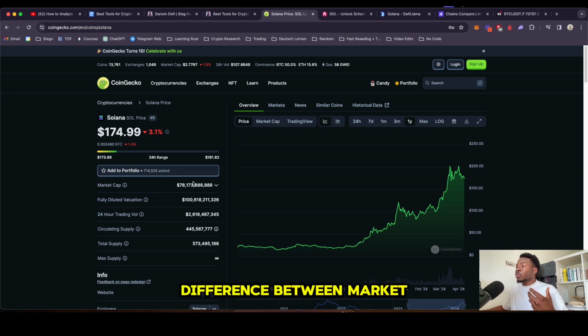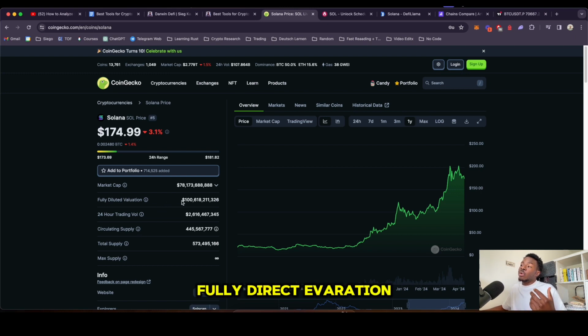So the difference between market cap and fully diluted valuation is very important because sometimes a lot of new people who get into crypto don't know this difference and they get wrecked along the way because they don't understand that market cap is actually very different from fully diluted valuation. And the difference between market cap and fully diluted valuation is that the market cap is the multiplication of the price times the total amount of coins that are currently in circulation, right? So basically, it's the multiplication of this price times the total amount of coins that are circulating right now.